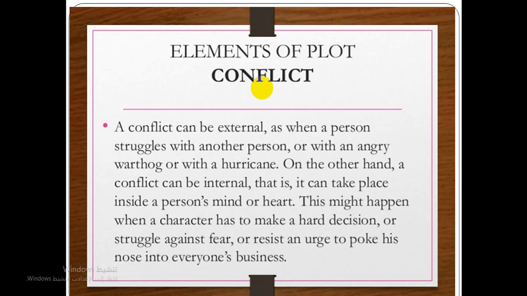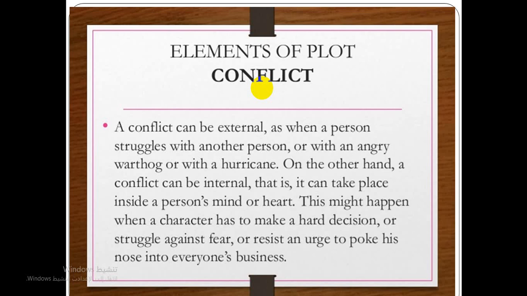This conflict can be between one person or animal and another. It can be between one person or animal and a group of persons, or a whole society. It can be between one person or animal and nature, or with something inside the person himself: feelings, emotions, thoughts such as fear, shyness, homesickness, or just an inability to make a decision.